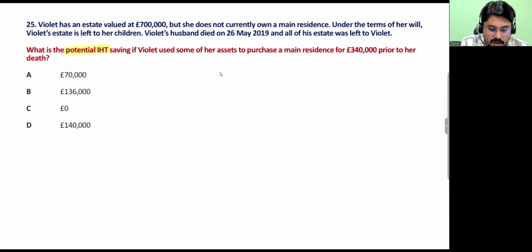In this question, you are required to calculate the potential IHT saving, not the actual, but what can be saved. Now you can start reading and selecting your appropriate answer.